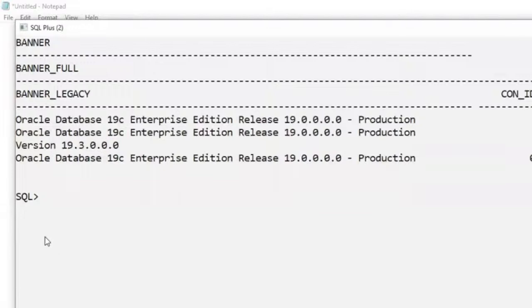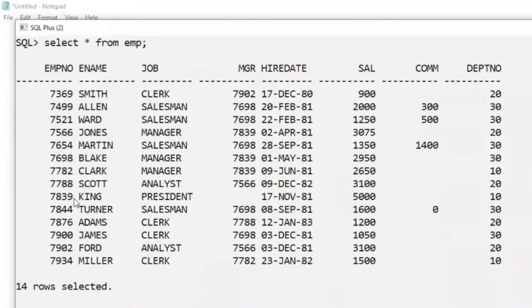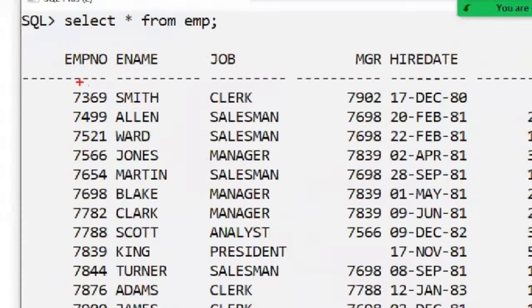Check it out, observe it here. In my Oracle database, this is a table. For example, in this database, a structured collection of data is there, right? Yes, they are storing the data in an organized fashion only.